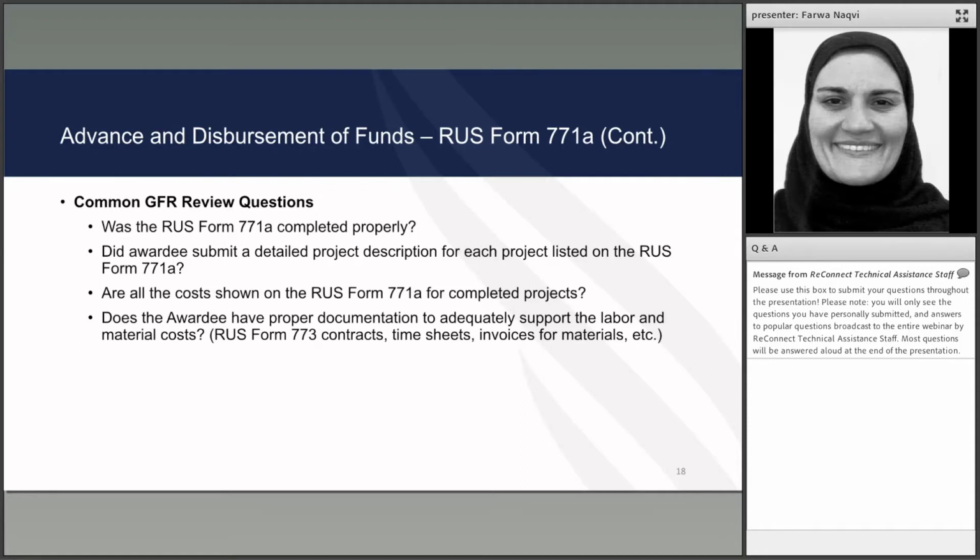And what I mean by that is, is there a contract, the RUS Form 773 contract, in place? Was it properly executed? Are timesheets in place? Are invoices for materials adequately supporting the amount that's shown on the 771A form?